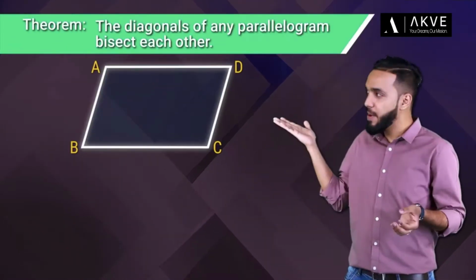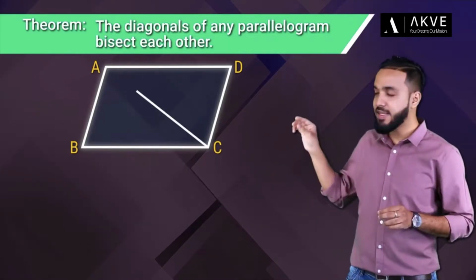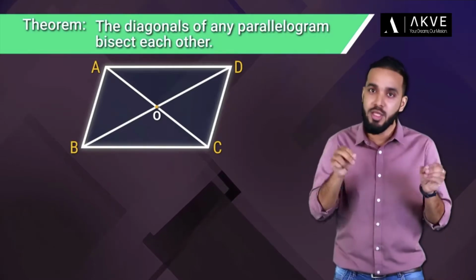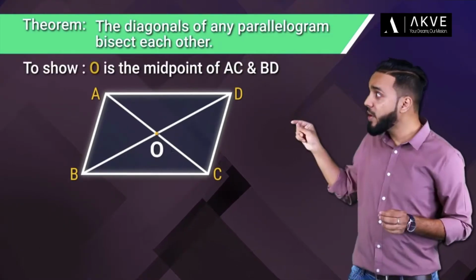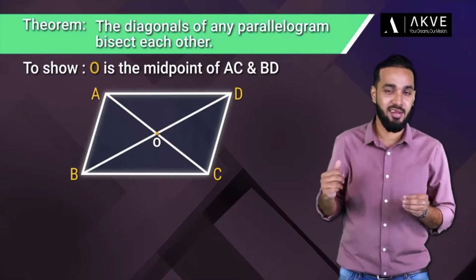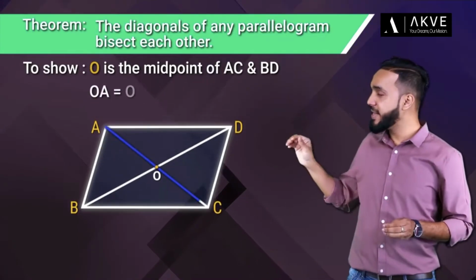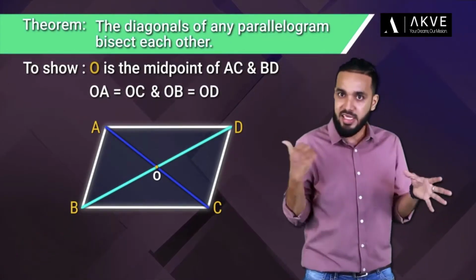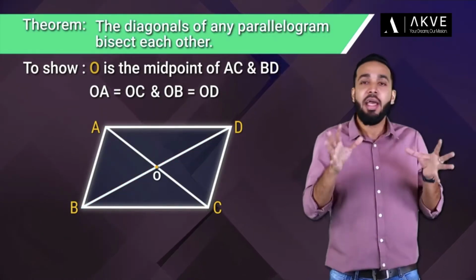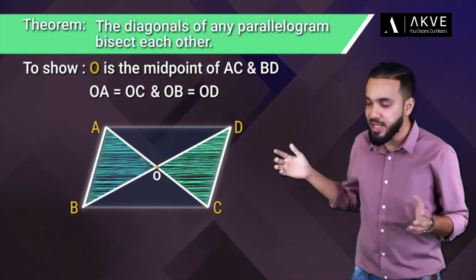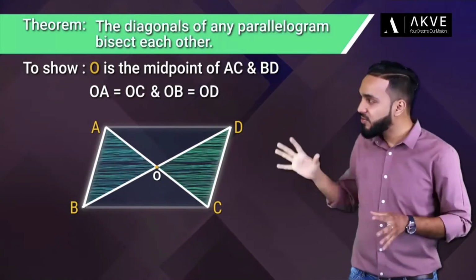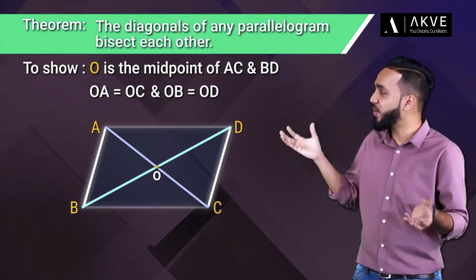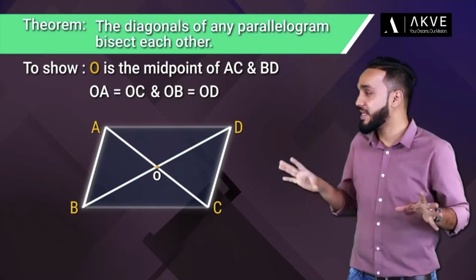Here's a parallelogram ABCD where the diagonals AC and BD meet at O. Now, in order to prove that this theorem holds true, we just need to show that O is the midpoint of each of these diagonals. Or in other words, OA is equal to OC and OB is equal to OD. Now this is pretty simple. All we need to show is that these two triangles are congruent. So each of these pairs of sides are equal because they are just corresponding parts of congruent triangles. So now let's just see the steps.